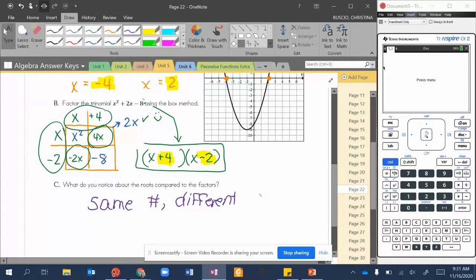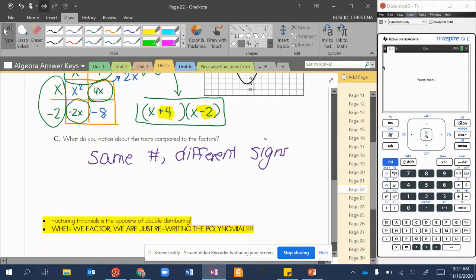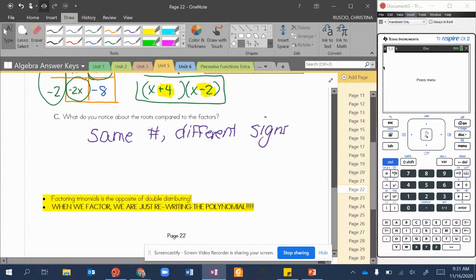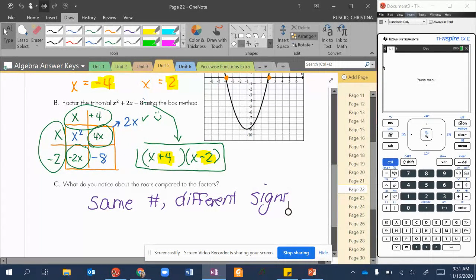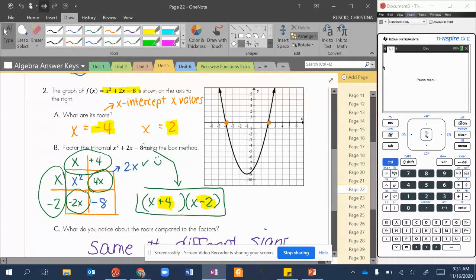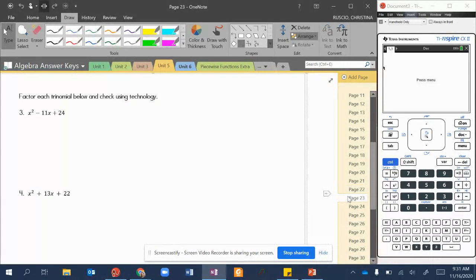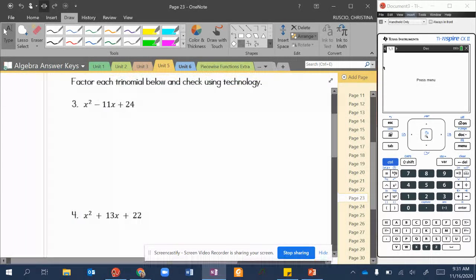Okay. Now, down at the bottom, quick little tip. When we're factoring, we're just doing the opposite of double distributing. And then when we factor, we're just rewriting the polynomial. So if you ever want to check your work, you can graph the original and the factored form, and the two parabolas will lay right on top of one another. All right, let's go on to question number 3.